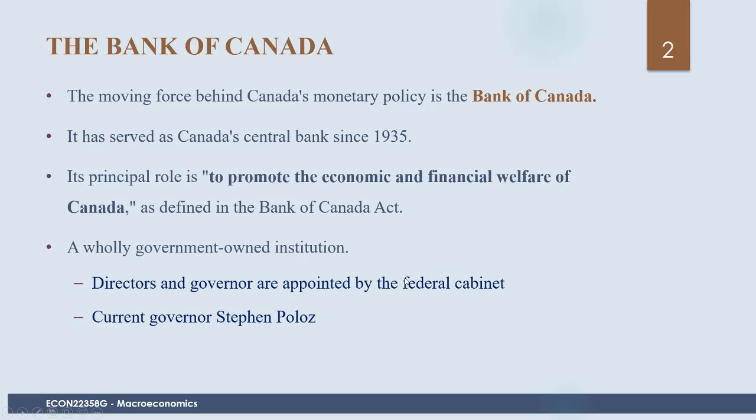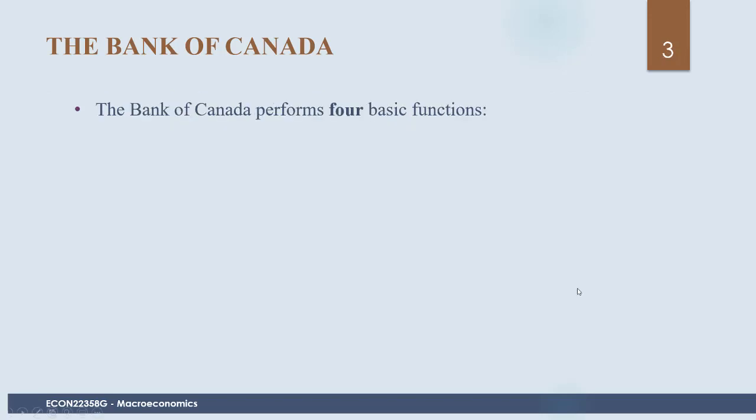Now, the Bank of Canada is a wholly government-owned institution, and its directors and governor are appointed by the federal cabinet. Currently, the governor of the Bank of Canada is Tiff Macklem, and he replaced the former Bank of Canada governor Stephen Poloz. The Bank of Canada has four basic functions.